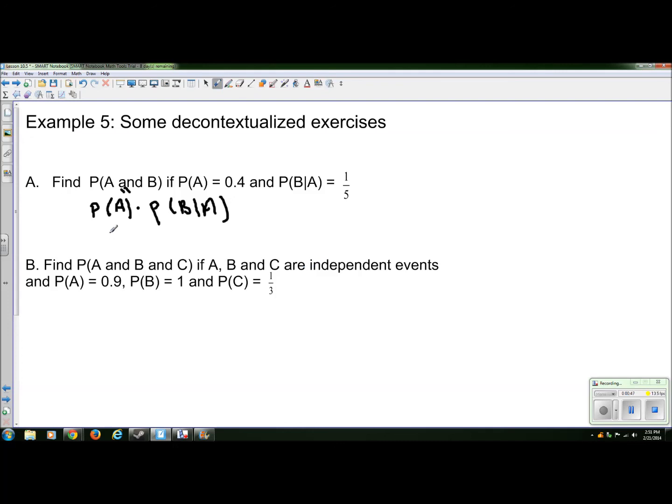Well, we know what those are. We were told what they are. It's 0.4 times 1/5. If I put 1/5 into a calculator, and go ahead and do that, I get 0.2. What is that? That's equal to 0.08.